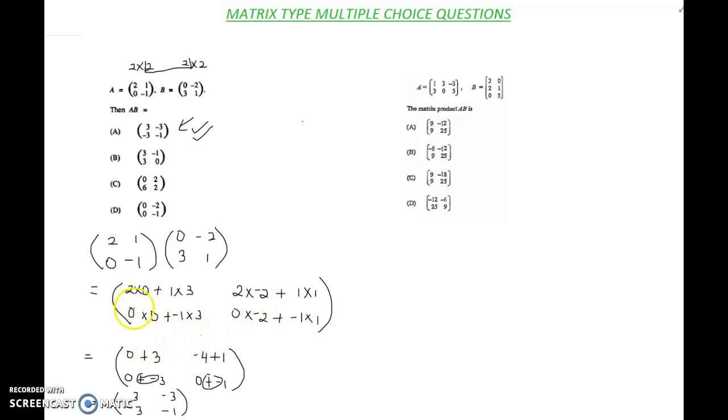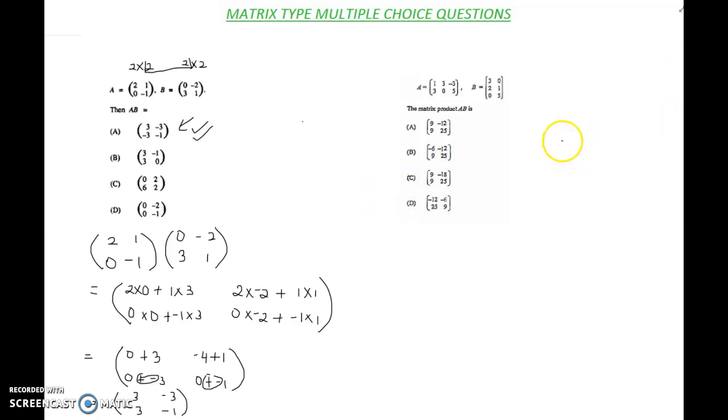Right, so let's simplify. 2 by 0 is 0, 1 by 3 is 3, 2 by negative 2 is negative 4, 1 by 1 is 1. So 0 plus 3, negative 4 plus 1. Then we have 0 by 0 is 0 plus negative 1 by 3 is negative 3. 0 by negative 2 is 0 plus negative 1 by 1 is negative 1. And then let's simplify. 0 plus 3 is 3. Negative 4 plus 1 is negative 3. A plus and a minus gives me a minus. So this is essentially 0 take away 3, which is negative 3. And same thing here, a plus and a minus is a minus. So 0 minus 1, which is just negative 1. So my answer is actually A, which I identified up there.